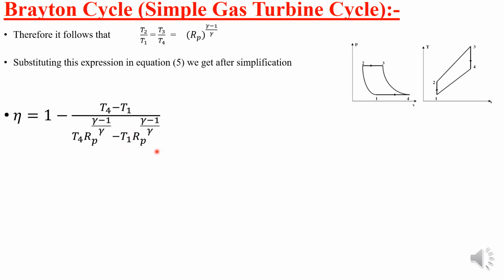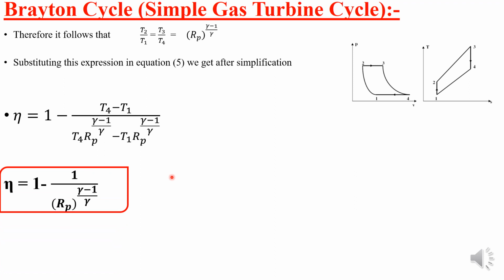Now in the denominator, what is common? Rp to the power gamma minus 1 by gamma is common. You can take it outside. What will you get inside the bracket? T4 minus T1, which you can eliminate. Simplify that and get the final expression for the Brayton cycle. The Brayton efficiency is given by 1 minus 1 divided by Rp to the power gamma minus 1 by gamma. This is the expression for Brayton cycle efficiency. Remember this one: Brayton cycle efficiency is given by 1 minus 1 divided by Rp to the power gamma minus 1 by gamma.